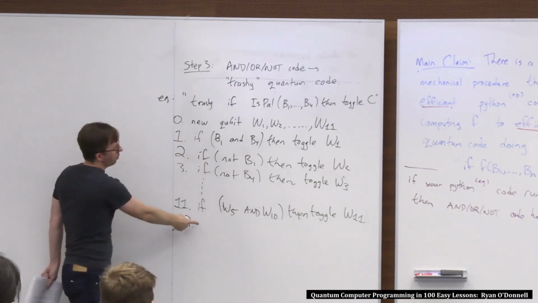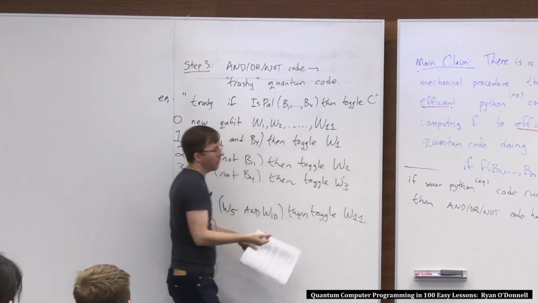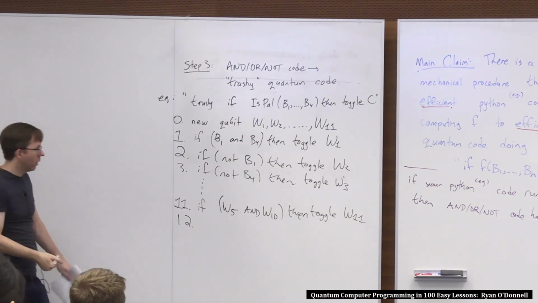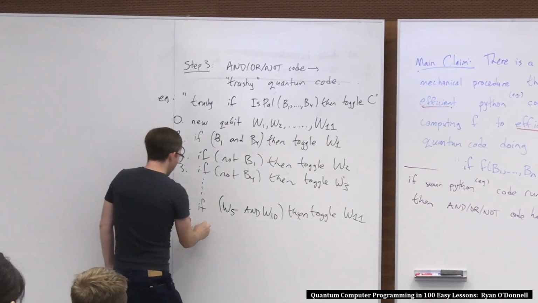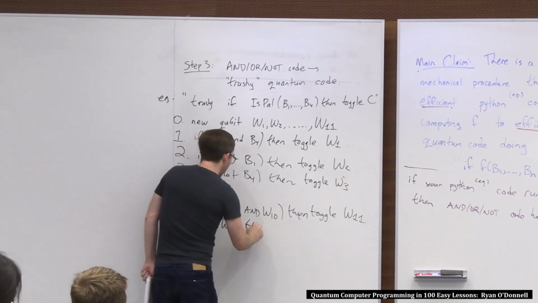So the final step we need to accomplish here is to take W11, which is effectively the answer. If it's 1, toggle C, and if it's not 1, don't toggle C. So the last line, therefore, is if W11, then toggle C.